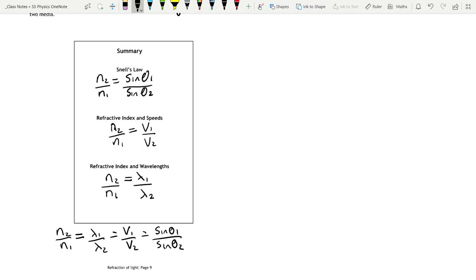Speed 1 is the speed of the wave in material 1, speed 2 is the speed of the wave in material 2. And theta 1 is the angle in material 1, and theta 2 is the angle in material 2, which is usually the angle of refraction.